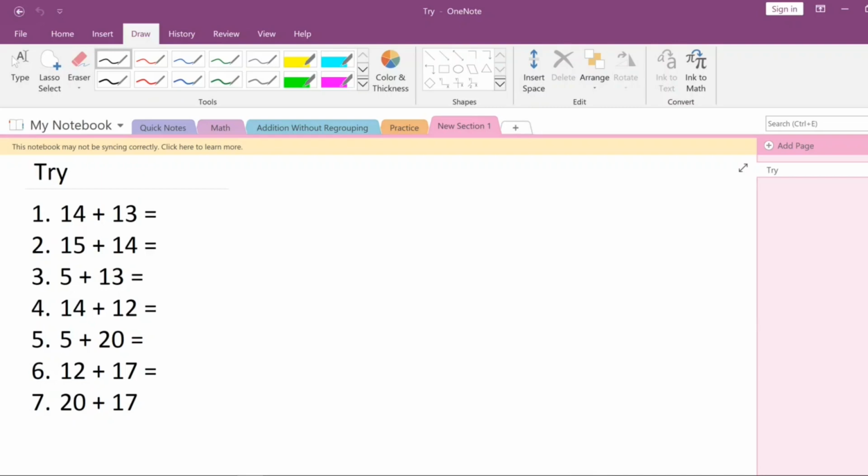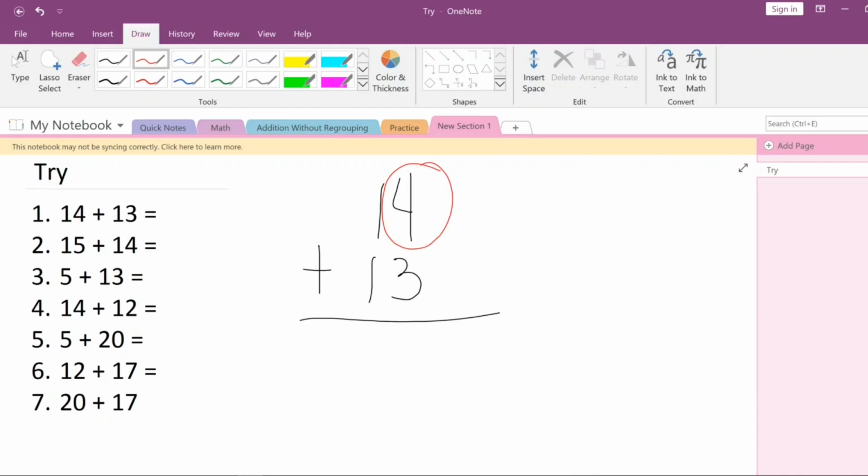Okay? So the first number is 14 plus 13. 14 plus, okay, the 3 is ones, so it should be below 4. Then we've got 1 below 1 because they are both tens. And then next, we add 4 plus 3 equals 7. Then we've got 1 plus 1 equals 2. So the answer here is 27.